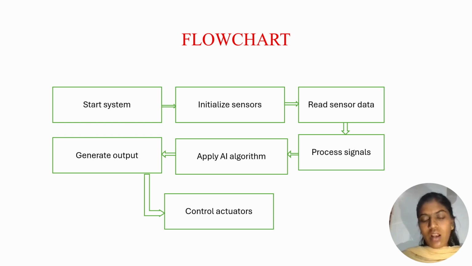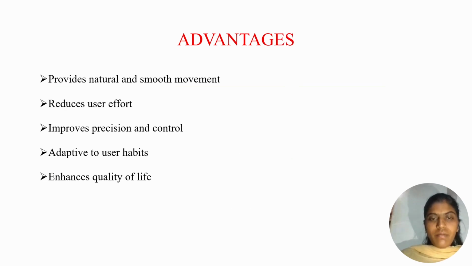Apply the AI algorithm. The AI algorithm is, for example, the random forest algorithm or KNN. These types of algorithms are built in to process the data signals and generate the output. These algorithms give continual and noiseless signals. So then it generates an output. Also control the accelerator. The control accelerator is activated in a position. That's all about the flowchart.